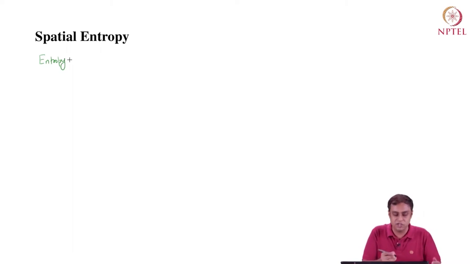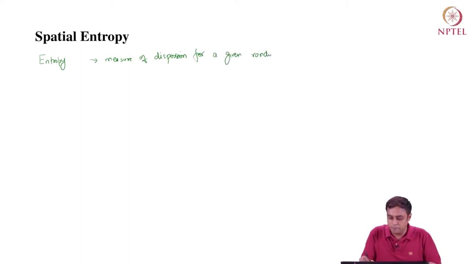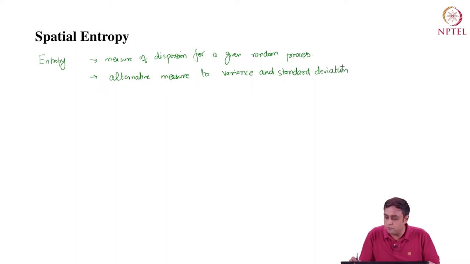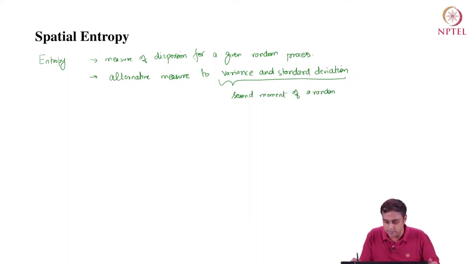entropy provides a measure of dispersion for a given random process. In that spirit, entropy was characterized by us as an alternative measure to variance and standard deviation. And of course, when we are talking about variance and standard deviation, what we are really talking about is the second moment of a random process, right? And also as part of the previous lecture, we looked at the exponential distribution at length.